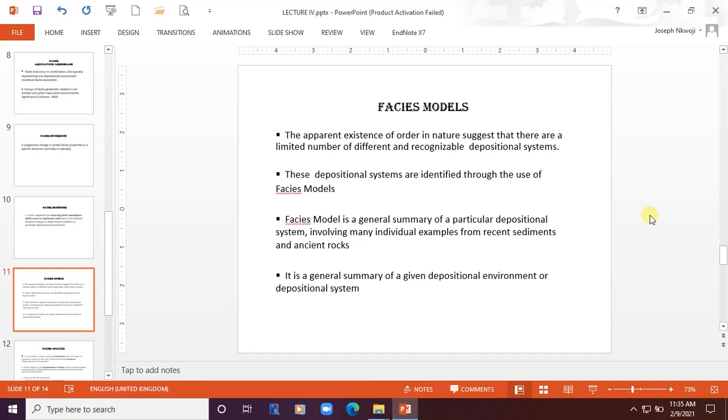Now, phases model. The apparent existence of order in nature suggests that there are a limited number of different and recognizable depositional environments, depositional systems. These depositional systems are identified through the use of models. A model is a summary of a particular depositional system involving many individual examples from recent sediment and ancient rock. It is a predicting tool that you can use for a particular depositional environment, a general summary of a given depositional environment or system. So a summary of that particular system is known as the facies model.